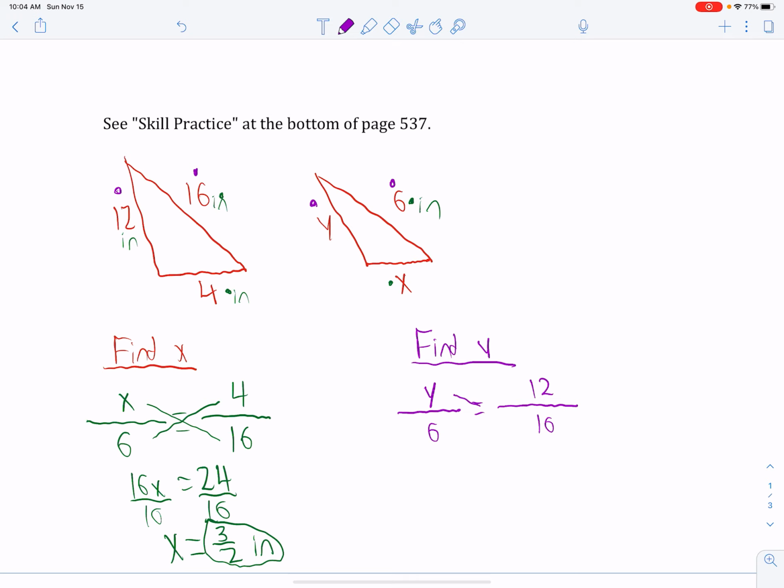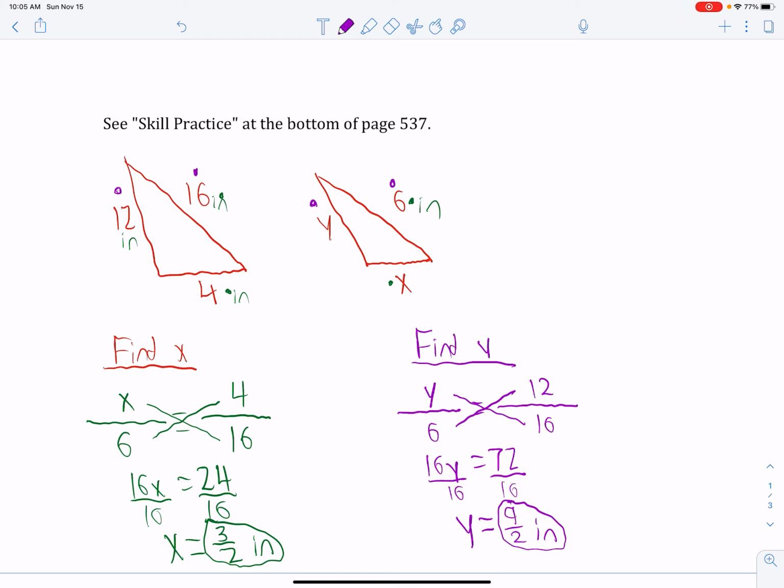So now our cross products, we have y times 16, which is 16y. 6 times 12, which is 72. Then we divide both sides by 16. And we would have y equals, let's see, both of those are divisible by 8. We would get 9/2 inches for y.